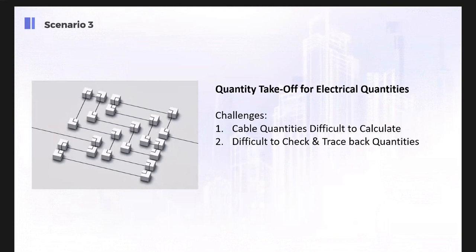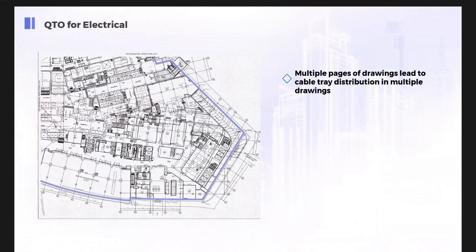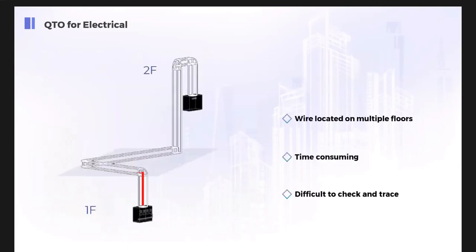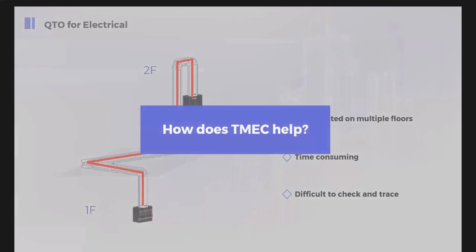Right, so in our third scenario, let us take a look at some challenges faced while taking off quantities for electrical work. So in some cases, we might receive multiple drawings to form a whole drawing. With that said, we still need to locate the cable or wiring quantities across all these drawings. Right, and also, cross-floor cabling works is commonly calculated when there are multiple floors involved. These vertical lengths may be difficult to calculate at times and are usually very time-consuming. So in that case, let us see how TMEC is able to improve some of these processes in the electrical trade.